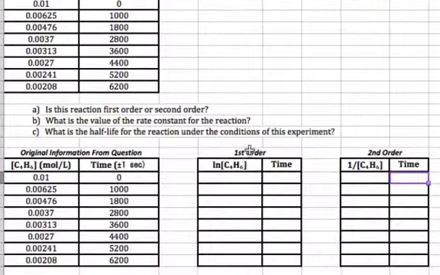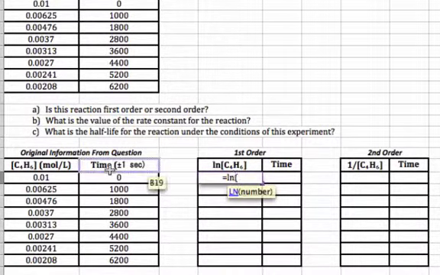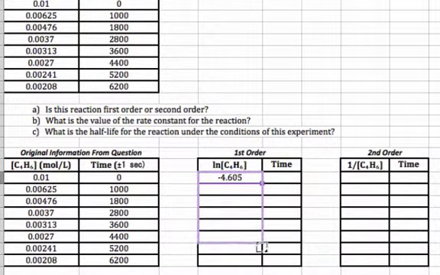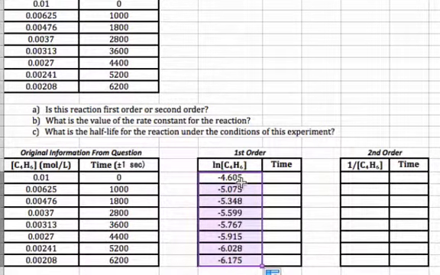What I know is if it's first order, the natural log of the reactant versus time should give me a straight line. If it's second order, 1 over the concentration versus time should give me a straight line. So the first thing I need to do is get this converted. I go equals natural log, and then I click on the concentration because I need the natural log of that concentration, and it converts it for me. If I drag that little square down, it's going to copy the formula for each of these cells.